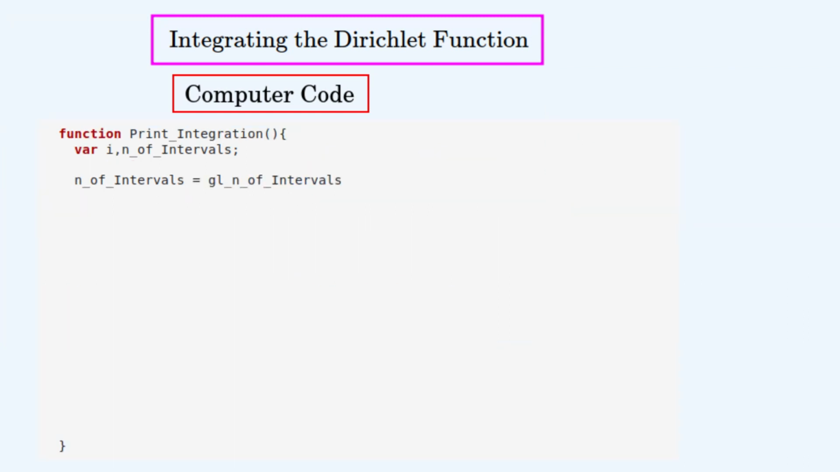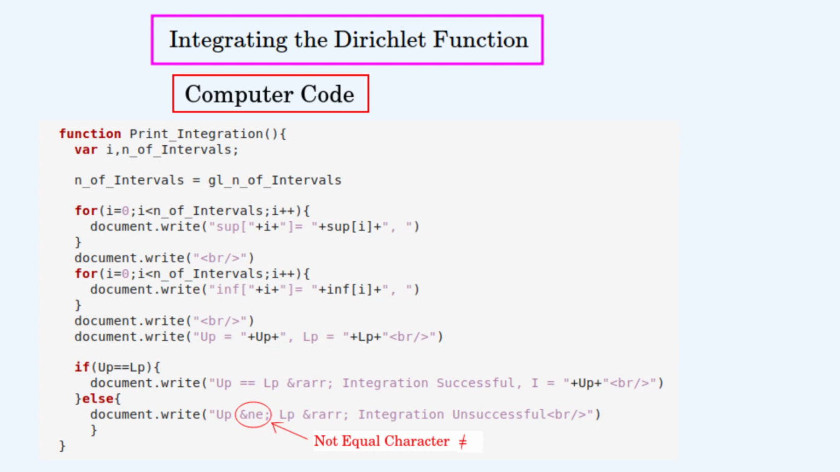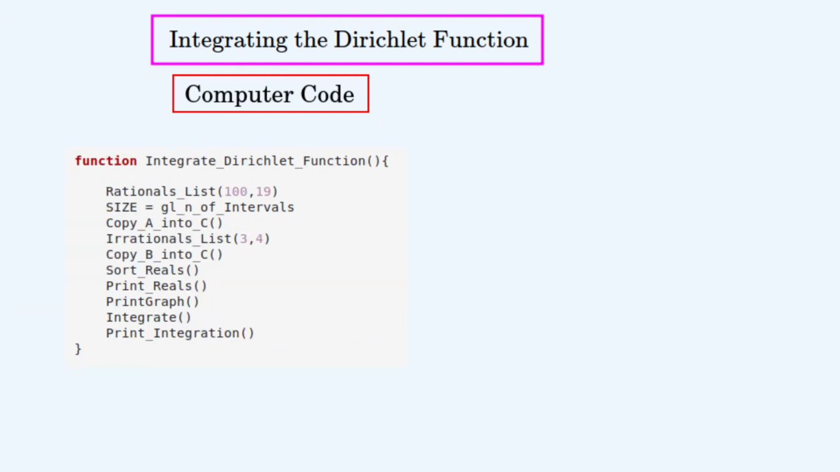So now to print out the results of our efforts. We'll print out the sups of each of our intervals. Then we'll print out all of the infs of our intervals. Then we'll print out both the total upper and lower sums of these intervals. Then this program will decide whether or not this function has been integrated successfully or not. If the upper and lower sums were unequal, then the function has not been successfully integrated. So this is how we'll tie all of these functions together so as to integrate the Dirichlet function.